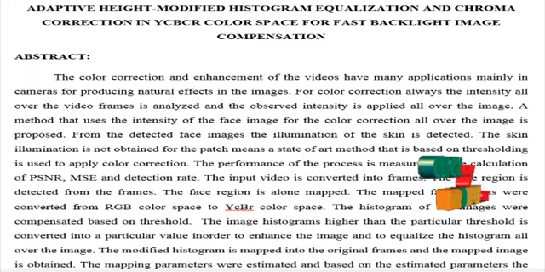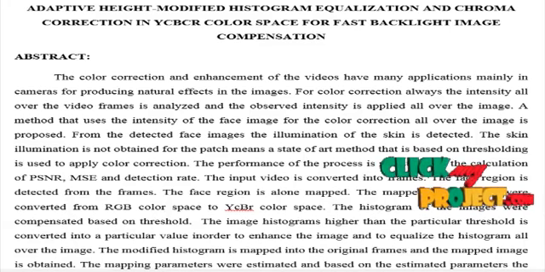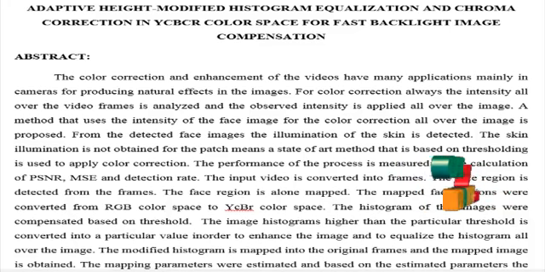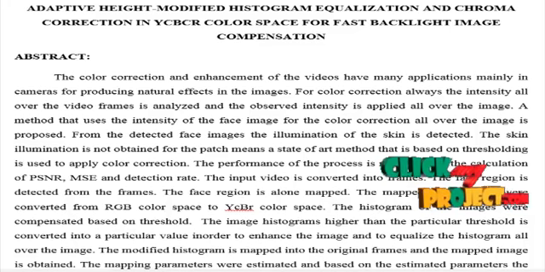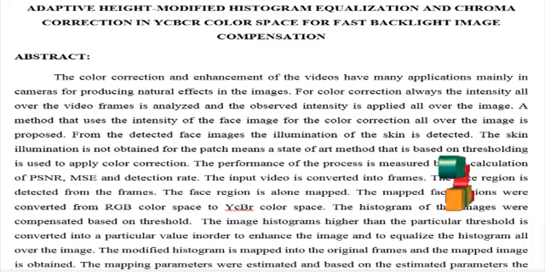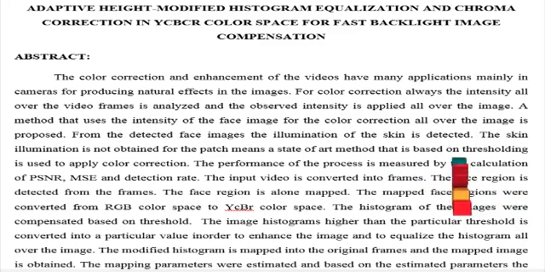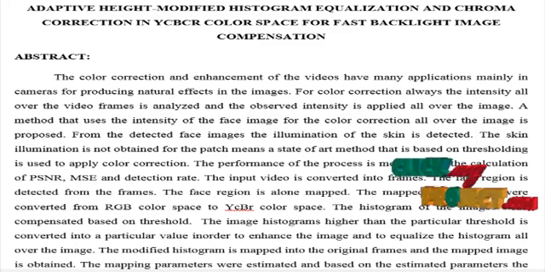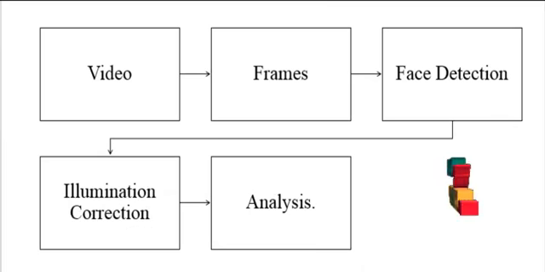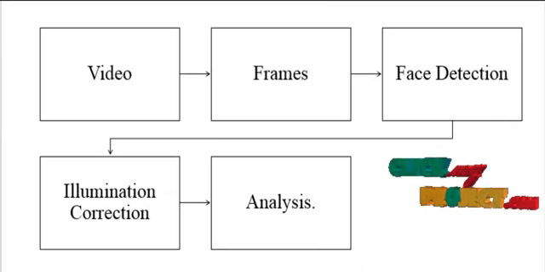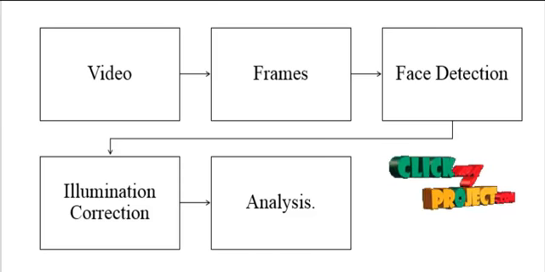The resulting images are converted from YCbCr color space to RGB color space. The regions other than the face regions are replaced from the original frames. Finally, the performance of the process is measured with the help of PSNR, MSE and detection rate of the overall process. Let me see the overall flow of the proposed methodology.